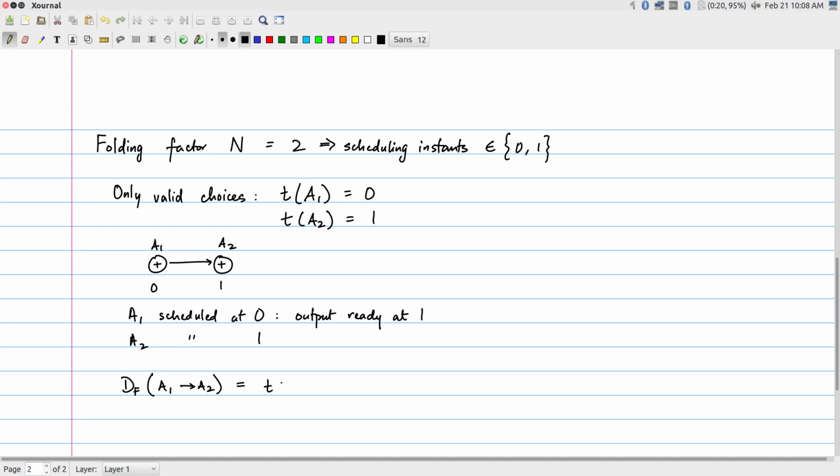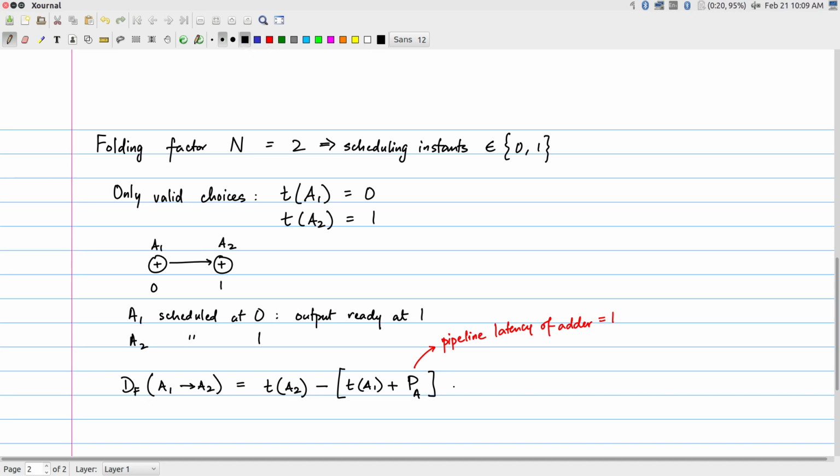In this case the df from A1 to A2 I define as the time when A2 is scheduled minus the time when A1 finishes, where this PA is the pipeline latency of an adder, which is equal to 1 time unit.